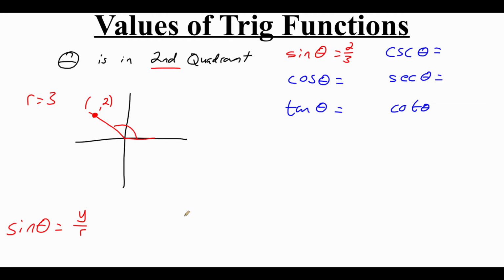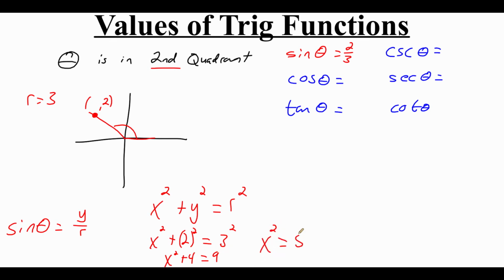But remember, we've got that relationship with our x, our y, and our r. So we can go x squared plus y squared equals r squared. We know that our y value is 2, so I'm going to go x squared plus 2 squared equals, and we know our r value is 3, so 3 squared. Now 2 squared is 4, and 3 squared is 9. So this is going to say x squared plus 4 equals 9. I'm going to subtract that 4 over to the right-hand side. So we've got x squared equals 5. Now to get x alone, we're going to square root both sides. So the squared and the square root will cancel each other out. So on the left-hand side, we just get x equals.